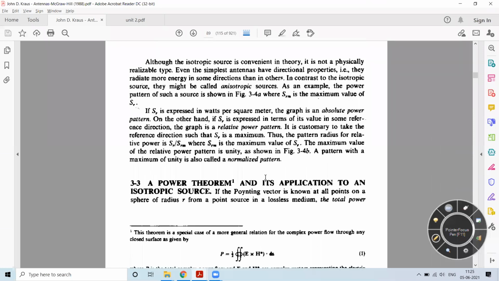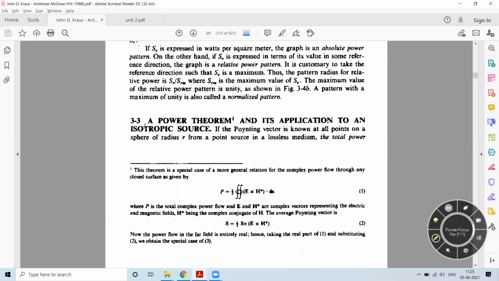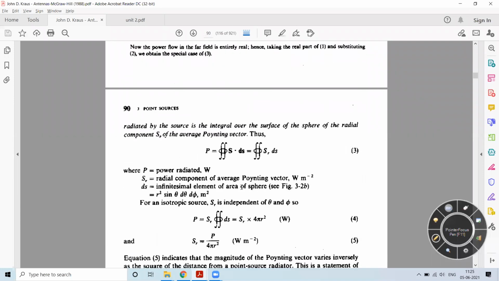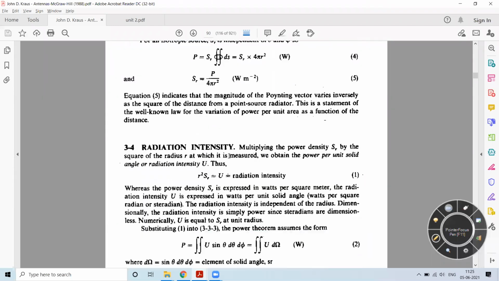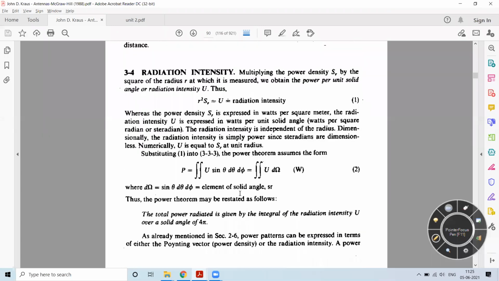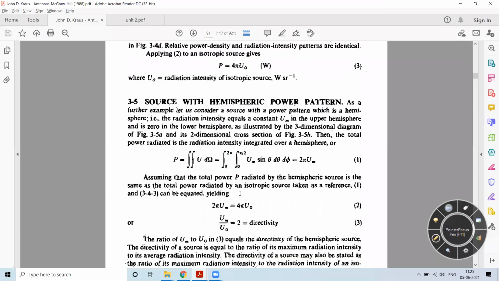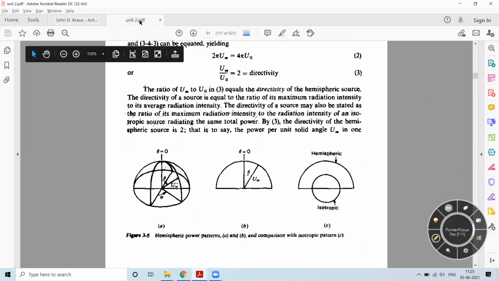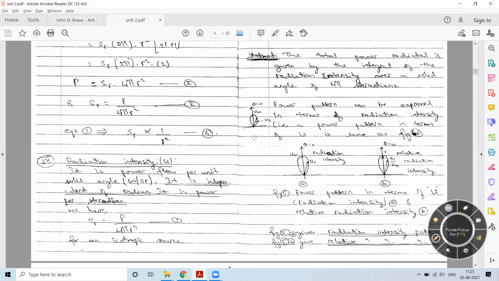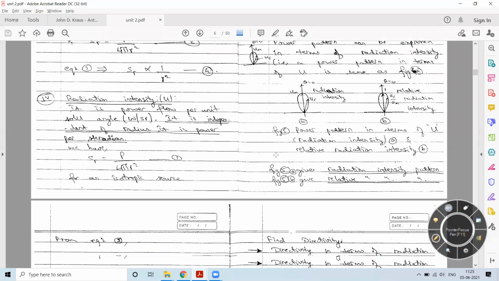So these aspects we have discussed, and we had discussed the power theorem and its application to the isotropic antenna, in which we saw that when power density is given, how I can move ahead, and when radiation intensity is specified, how I can move ahead. So these are the two aspects we have discussed. Now, moving ahead, let us see whether we can apply the power theorem concept to identify the directivity of a given antenna.